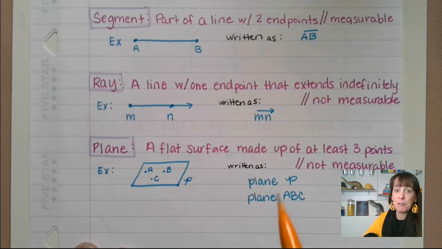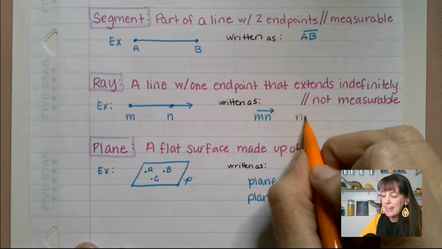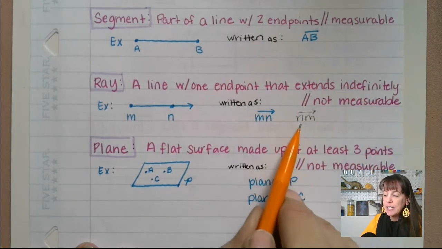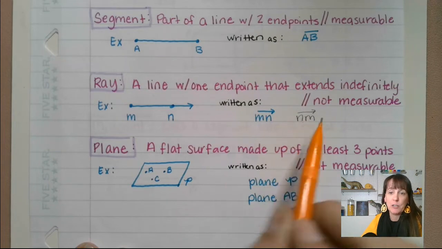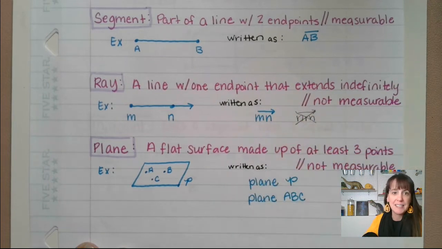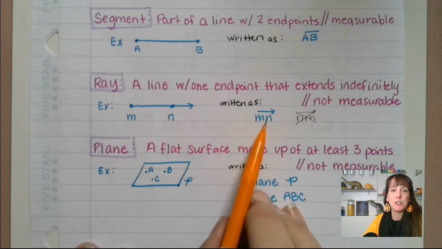Now you got to be really careful. You don't want to write this as NM like this. You need to be very mindful of your letters. This would not be considered correct. You want to make sure your endpoint matches your endpoint when you're writing it.